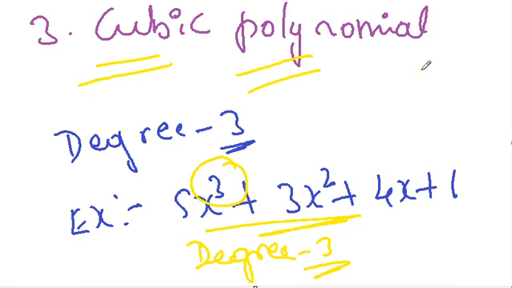The next one is zeros of the polynomial. This is a very important concept. In this lesson you are going to find out the zeros of the polynomial. The major concept is this only. So we will study about the zeros of the polynomial now.